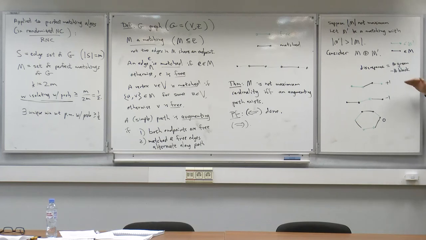Okay, so either a path is imbalanced, favors the green by 1, favors the black by 1, or is unbiased. And because in the symmetric difference we're just taking out the edges that belong to both, you have more green edges than black edges because you had more green edges to start with. So there has to be a positive bias somewhere.